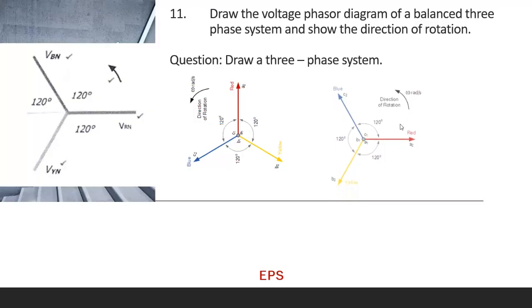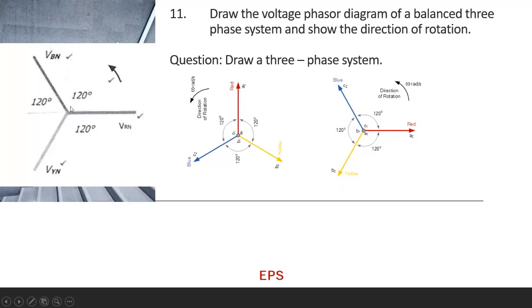You could also draw it like this, and that would be very much the same thing as the one on the left. So if you look at the diagram on the left and the diagram on the right, it's the same thing. But do include VBN, VRN, and VYN for all three. Notice this one doesn't have the labels. So it would be good to include those three labels to get the full marks.